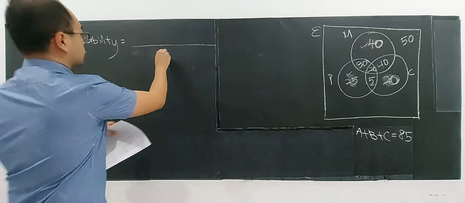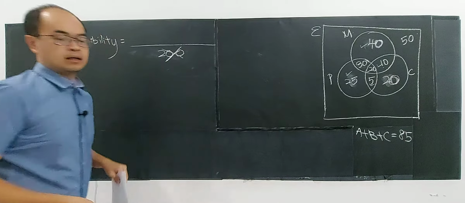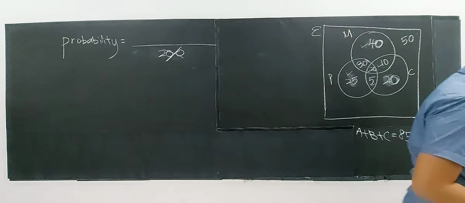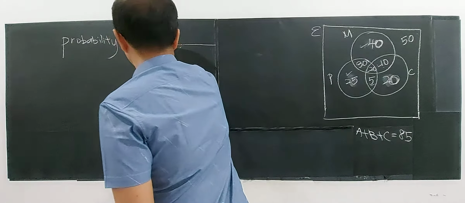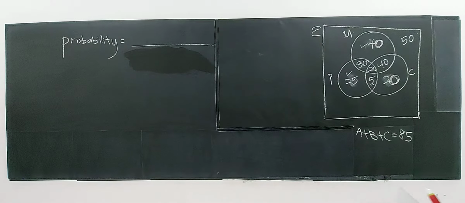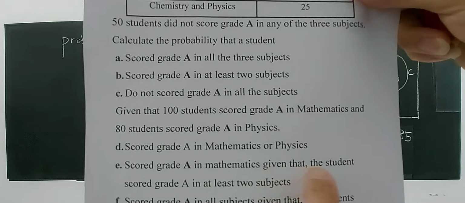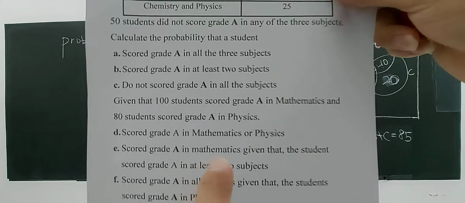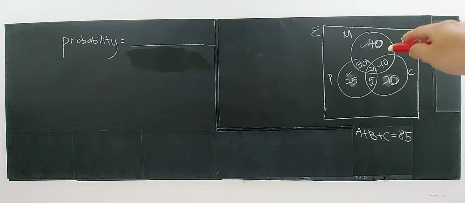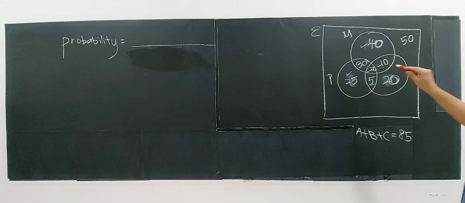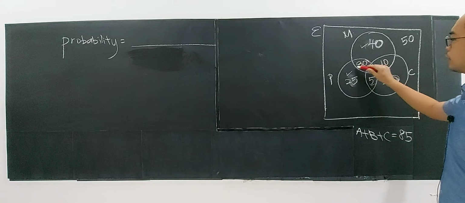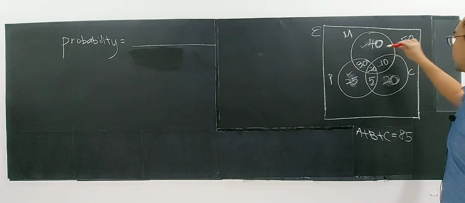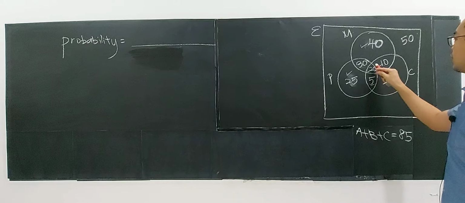This means you should not put 200 here. This is a conditional probability, so you should not put 200 as the total. Why? Because the question already tells you which region to use: given that the student scores grade A in at least 2 subjects, it is all these numbers here. This is 2 subjects: maths and physics, this is maths and chemistry, physics and chemistry, and this is 3 subjects.